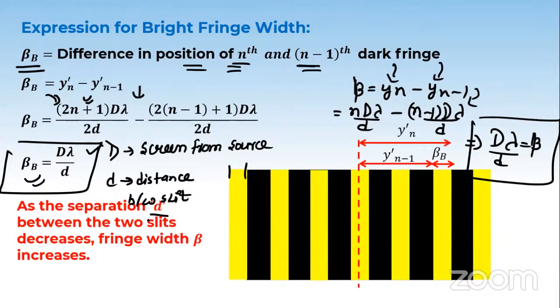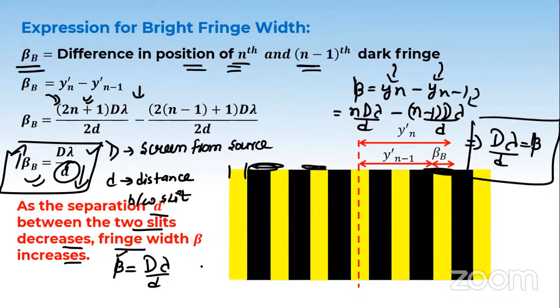As the separation d between the two slits decreases, fringe width increases. You can see this from the formula. Fringe width is basically the gap between n and n minus 1. Whether of the dark or of the bright fringes, the gap will be the same. This is the uniqueness of Young's double slit experiment, theoretically. Experimentally, practically, you may find changes in the intensities and the gaps also. So this is D lambda by d.